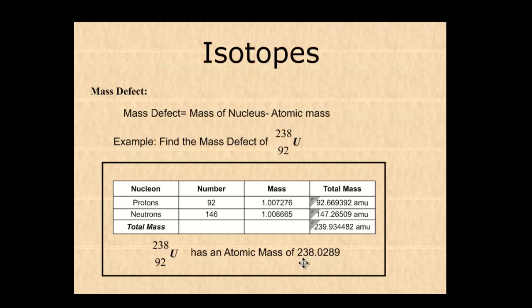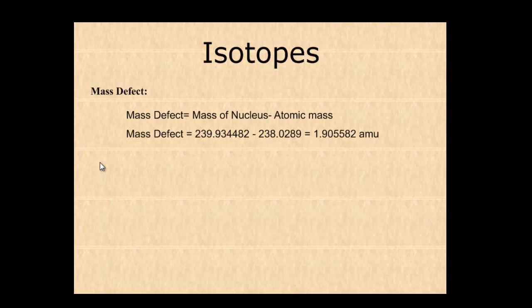If we compare that to the atomic mass of uranium-238, it is a mass of 238.0289. This is slightly less than the mass of the protons and neutrons combined. The difference is called the mass effect. So here I went ahead and did the calculation. I found the mass defect was 1.905582 AMU, or atomic mass units.